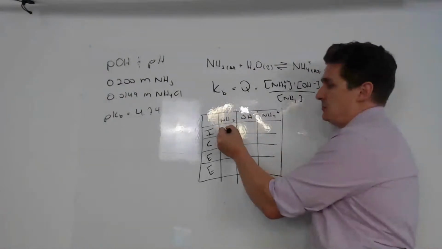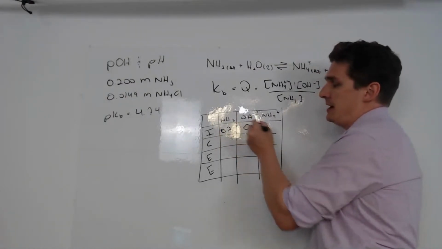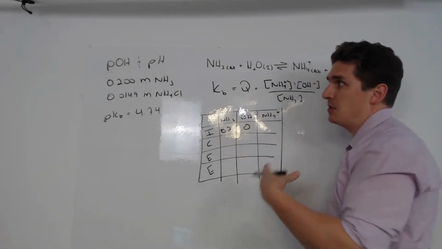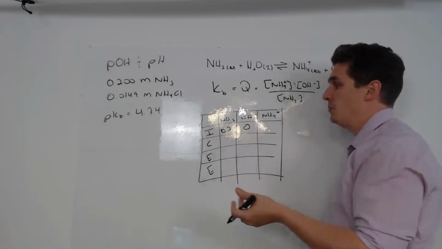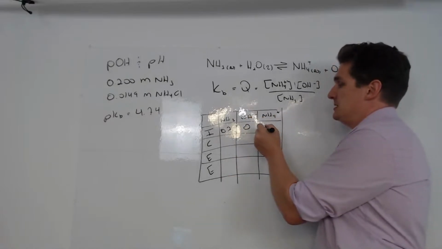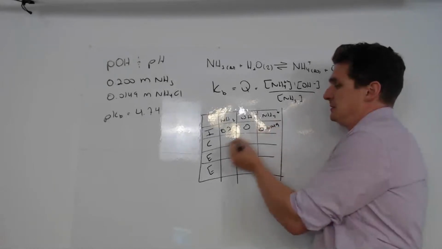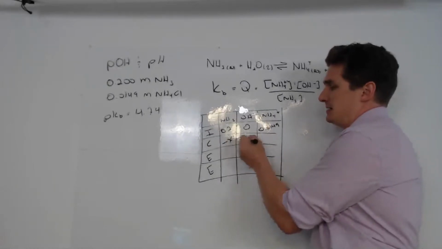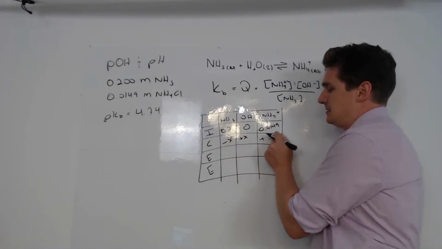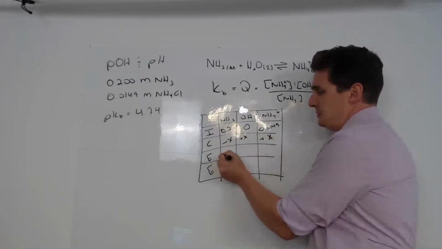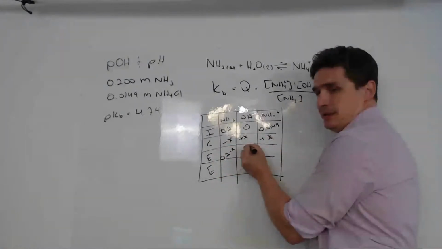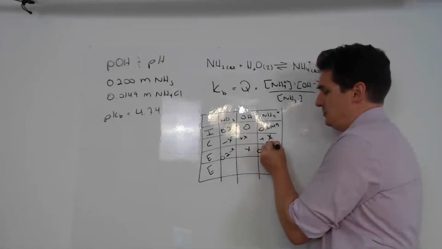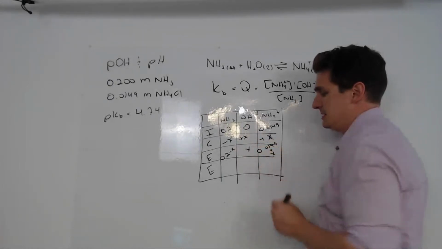So our ammonia, we start with 0.2 molar. We're going to assume all the hydroxide, instead of all the H+, comes from our base and not from water. The NH4+ is 0.0149 molar. Changes are minus X, X, and X. So we get 0.2 minus X, X, and 0.0149 plus X.